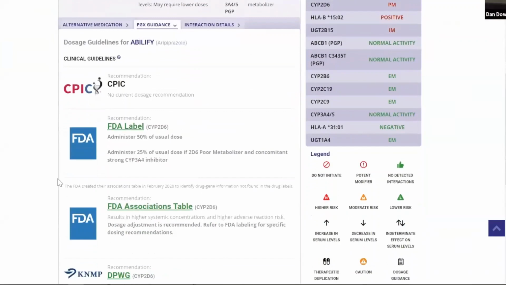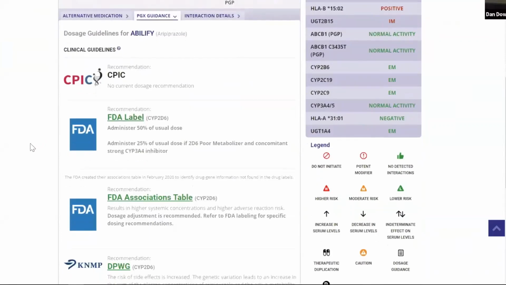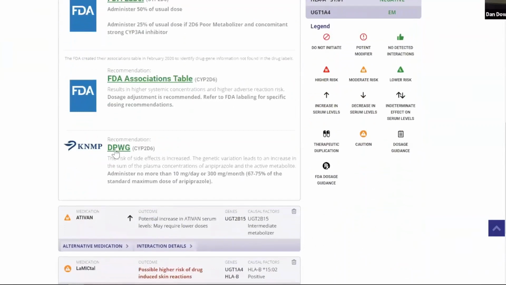So if I scroll down here, I see that the FDA label has some guidance. It says in 2D6 poor metabolizers, administer 50% of your usual dose. Well, that's rather specific, and that's some pretty good guidance there. If I were to look at the DPWG guideline, its guidance is similar, not entirely the same as the FDA, but it says no more than 10 milligrams per day and 67 to 75% of your maximum standard dose.